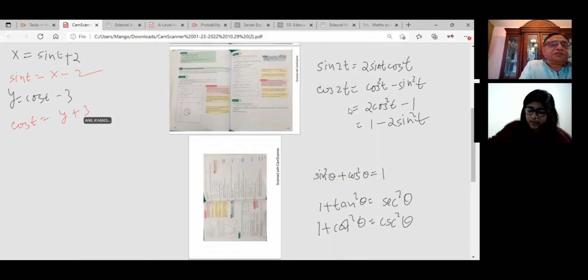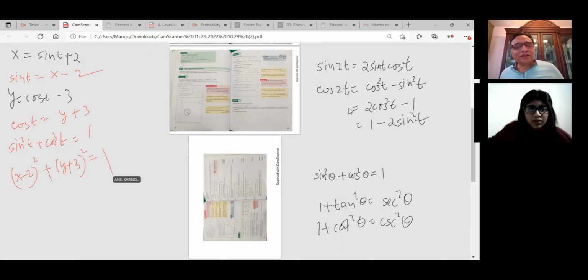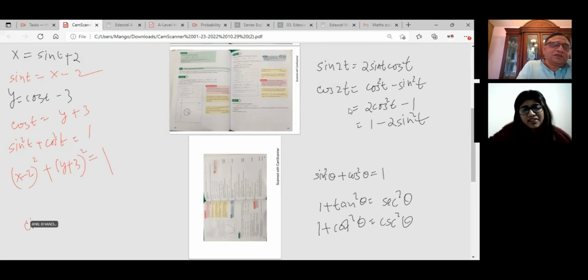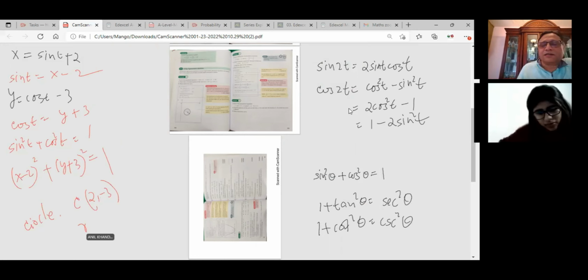Yeah. Since we know that sine square t plus cos square t is equal to 1, we have x minus 2 whole square plus y plus 3 whole square equals 1. You get the idea? So we have eliminated sine, cos, and the t parameter, and we have x and y, and this is a circle, correct? Yeah. The center is 2 and minus 3, radius equals 1. Is that clear to you?